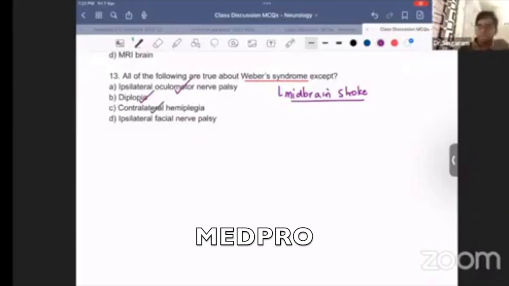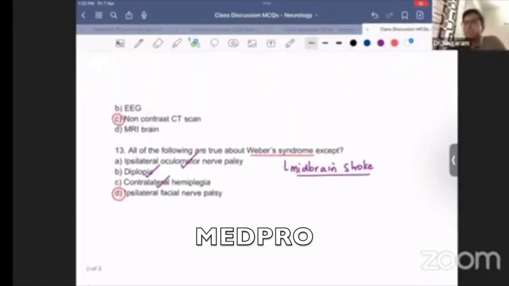So what is the answer? Facial nerve is in no way related to the midbrain area or the midbrain stroke, and that will be the answer for this question. Okay? It is not associated with a facial nerve lesion. Facial nerve is more related to what? Facial nerve is more related to the pons area, not the midbrain area. Clear? Are you able to follow this? So that is the MCQ discussion in the neurology section.